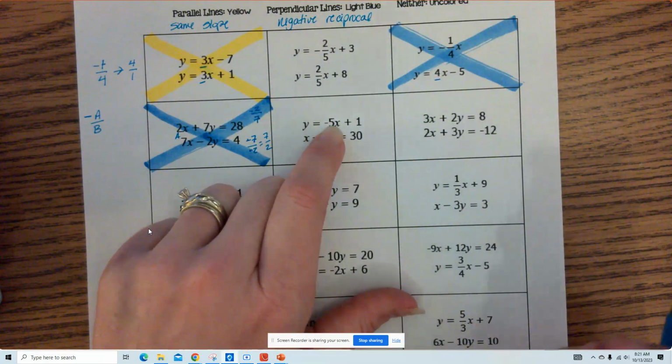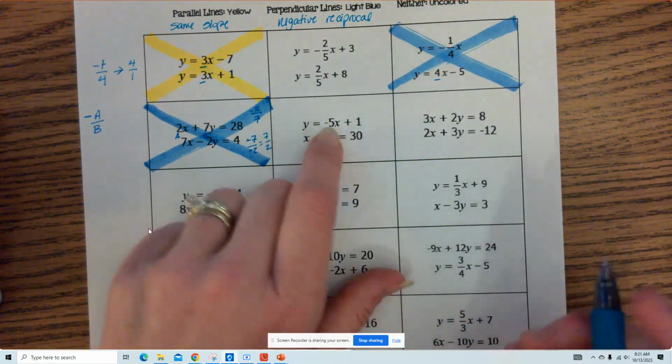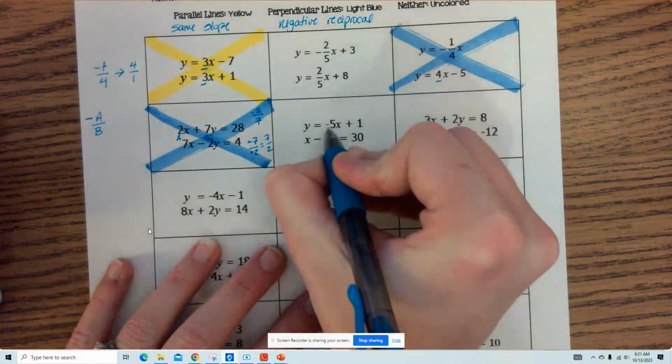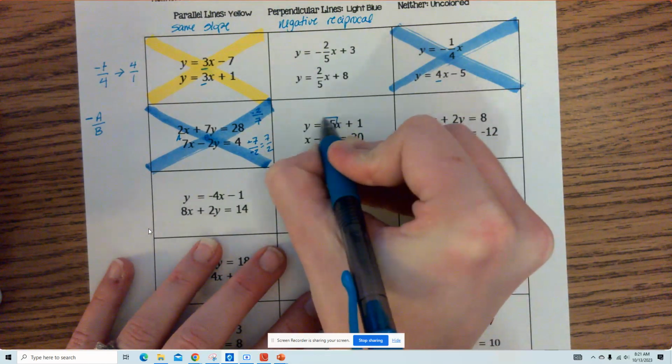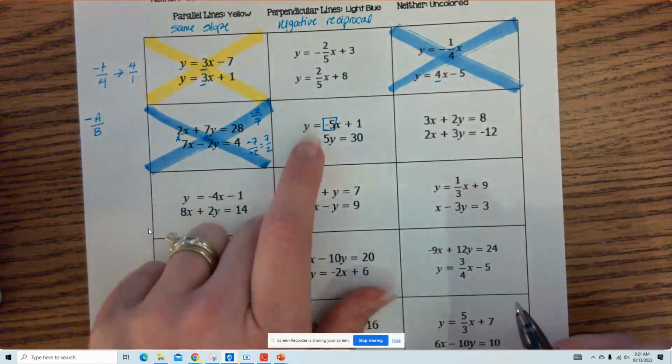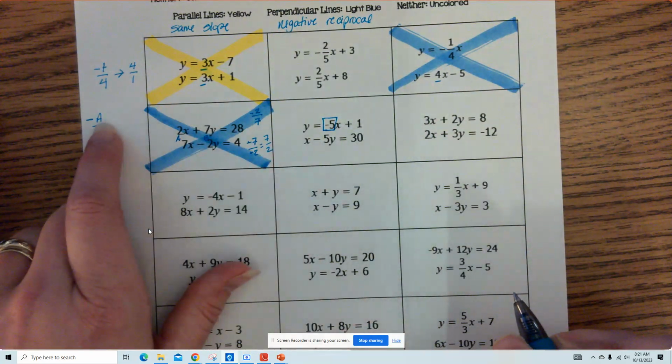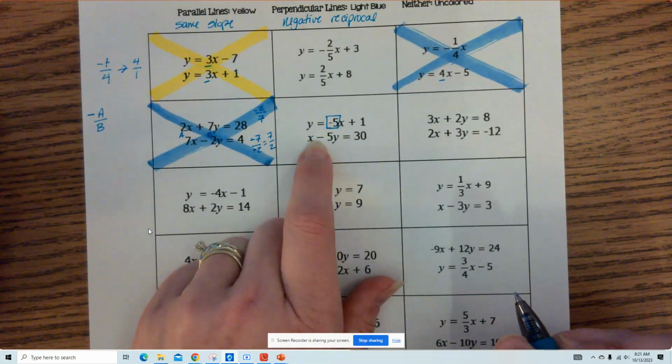If it starts with y equals, the slope is whatever is in front of the x. So the slope here is a negative 5. So this is standard form. So I have to do negative a over b. What's my a value here?